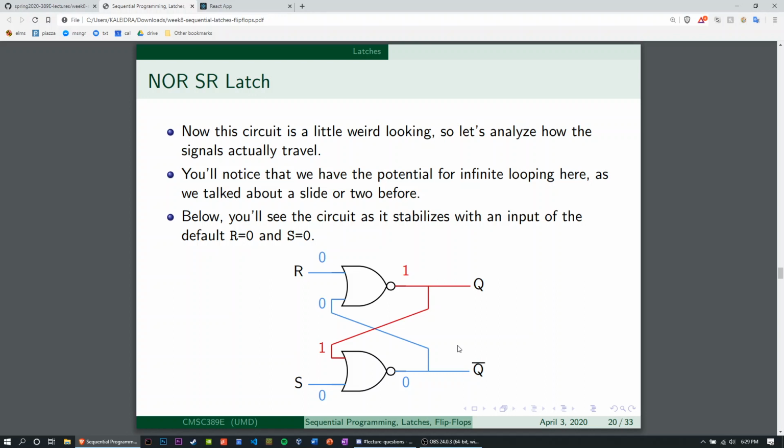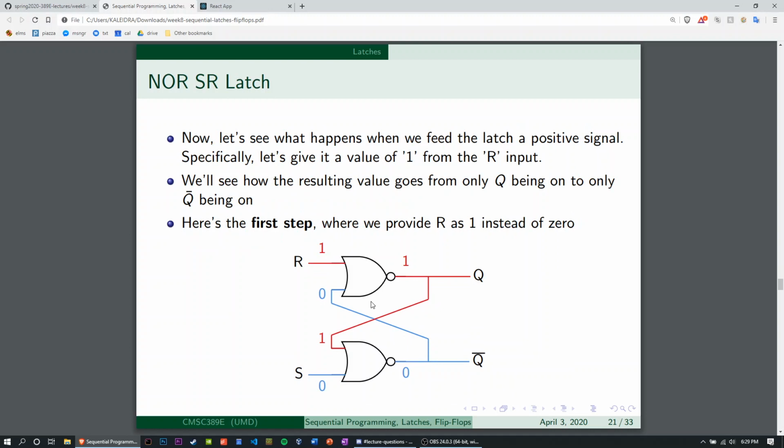Now the next thing we'd do is provide an input somewhere. Since we're in the quote-unquote set state, we'd go ahead and transfer it to the reset state. The way we do that is by providing this first step here, where we send a 1 through the reset input. Great, that's where we're starting off. This is the only change made in this slide. I'm trying to go step by step so we can walk our way through the actual execution of the logic. We'll see how the resulting value goes from only Q being on to only Q bar being on. So here's the first step we've got.